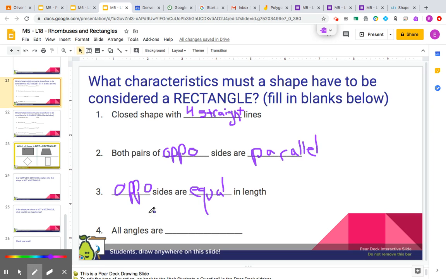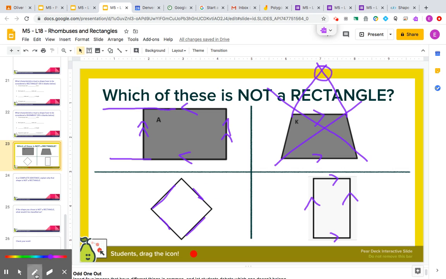However, we have to look at that last one. All angles are 90 degrees, or are right angles. You could have put 90 degrees, or you could have put right angles. That means they come at a point like that. All of these angles are right angles. So I think we did well. I think we eliminated the shape that was not a rectangle.